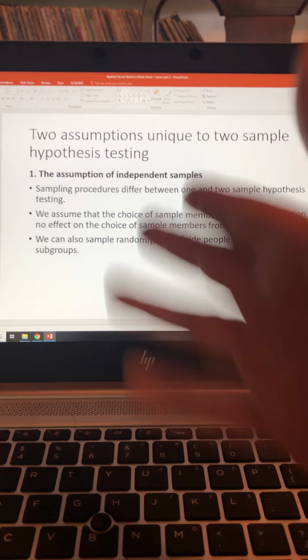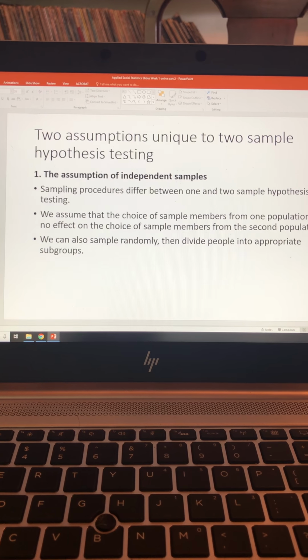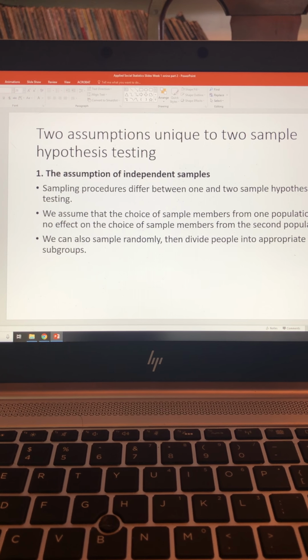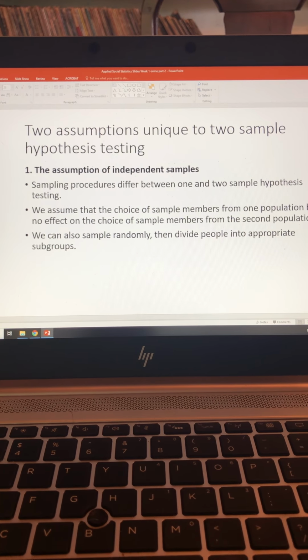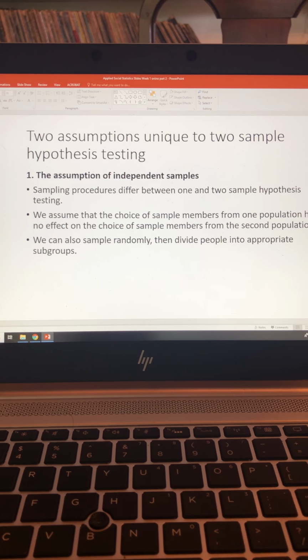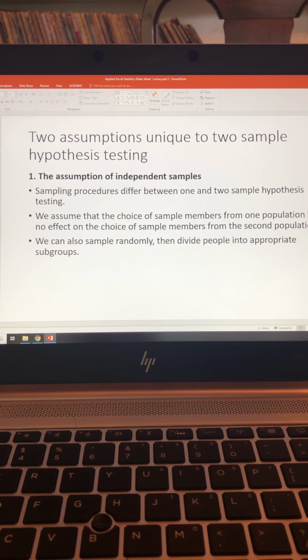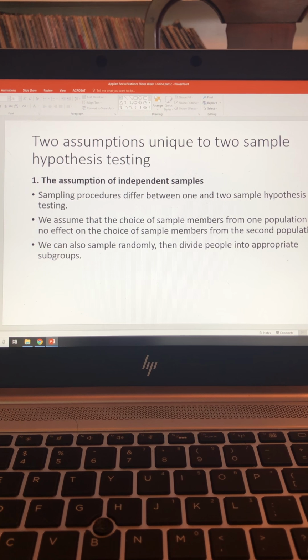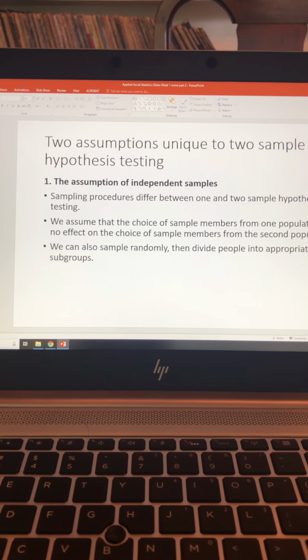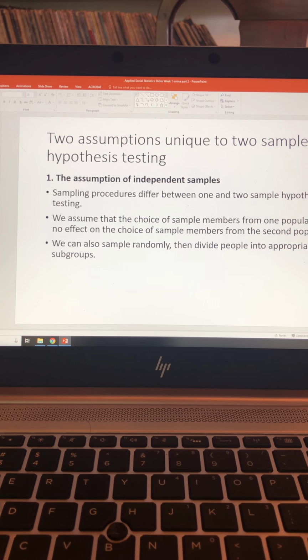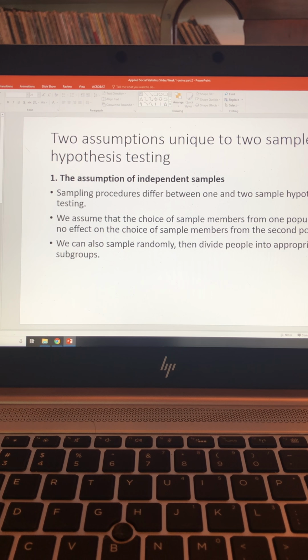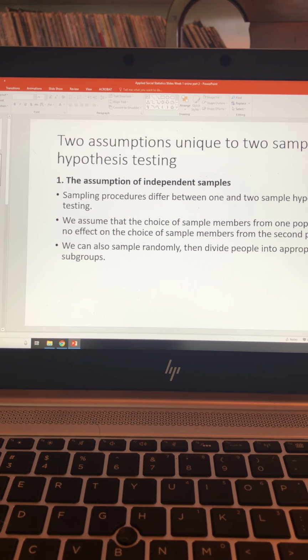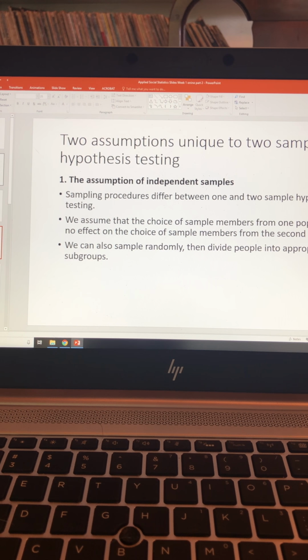So yeah, but we could just take a random sample of say 1,000 Americans and then divide them into groups later. As long as they're independent of one another and the groups aren't attached, then we can do this. However, there is a procedure if the samples are not independently sampled. I can show you, there is a way to do the same testing.